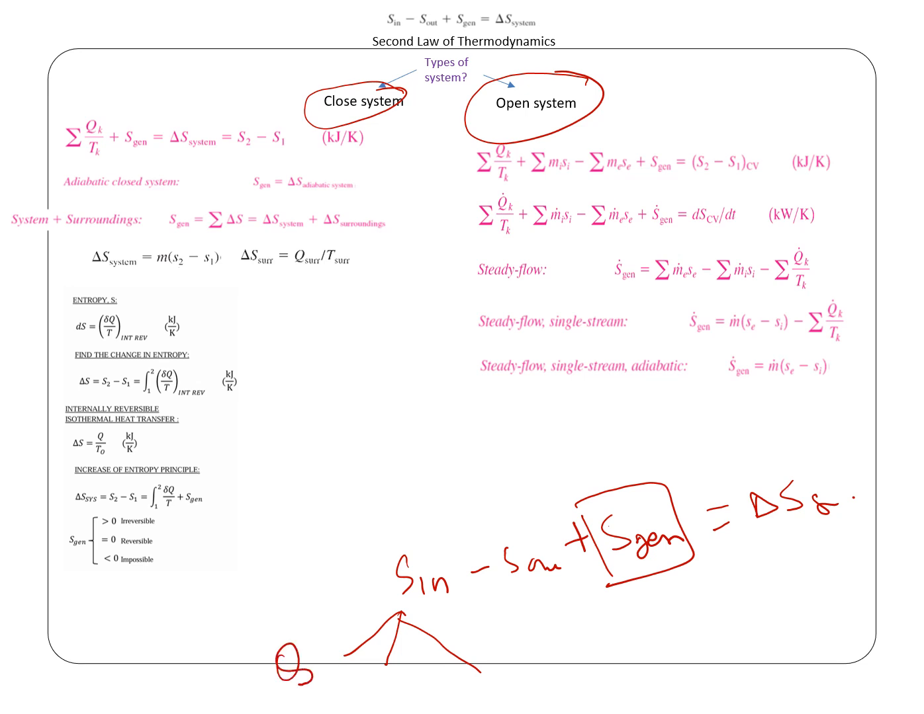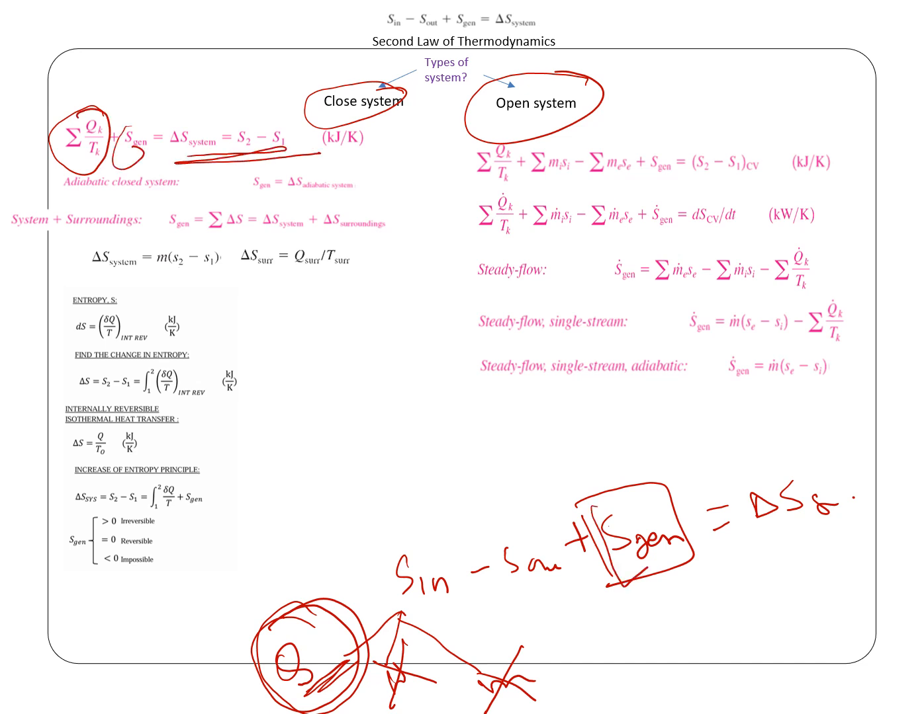For the closed system, this is the only way by which you have entropy in, and there is no entropy transfer due to work, and there is no mass transfer in the closed system. So the only way by which entropy can transfer in a closed system is due to heat transfer. So this is what you have, and the entropy generation is the change of the system.